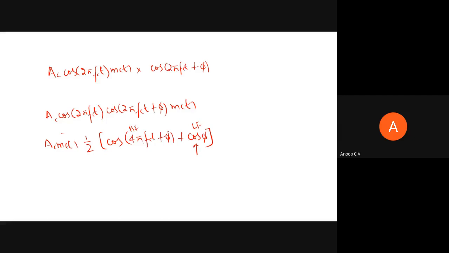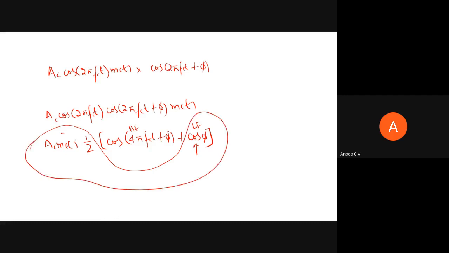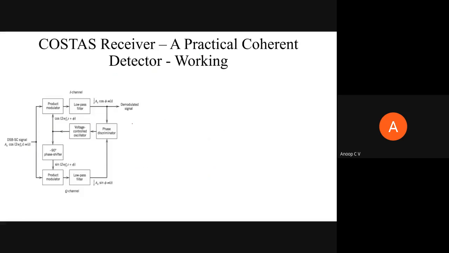So when you pass it through a low pass filter, only this term will be allowed, and this will be suppressed. So that is how the I channel works. Similarly for the Q channel, instead of this cos, you replace it with sine and try to find out what happens. So that's what is written here, half AC cos phi into m of t.